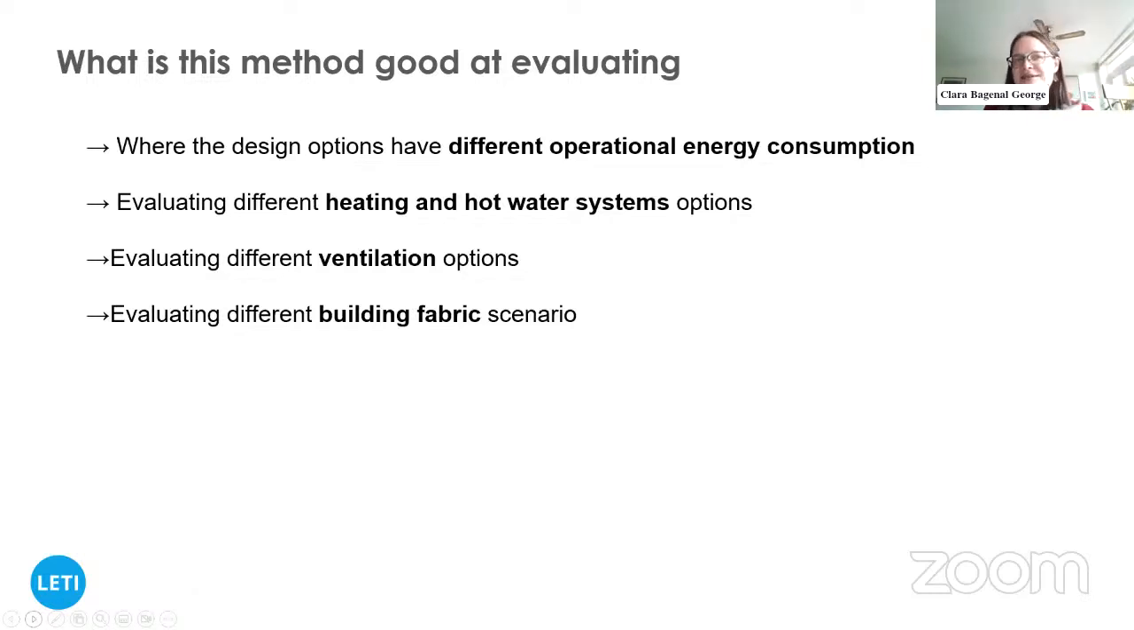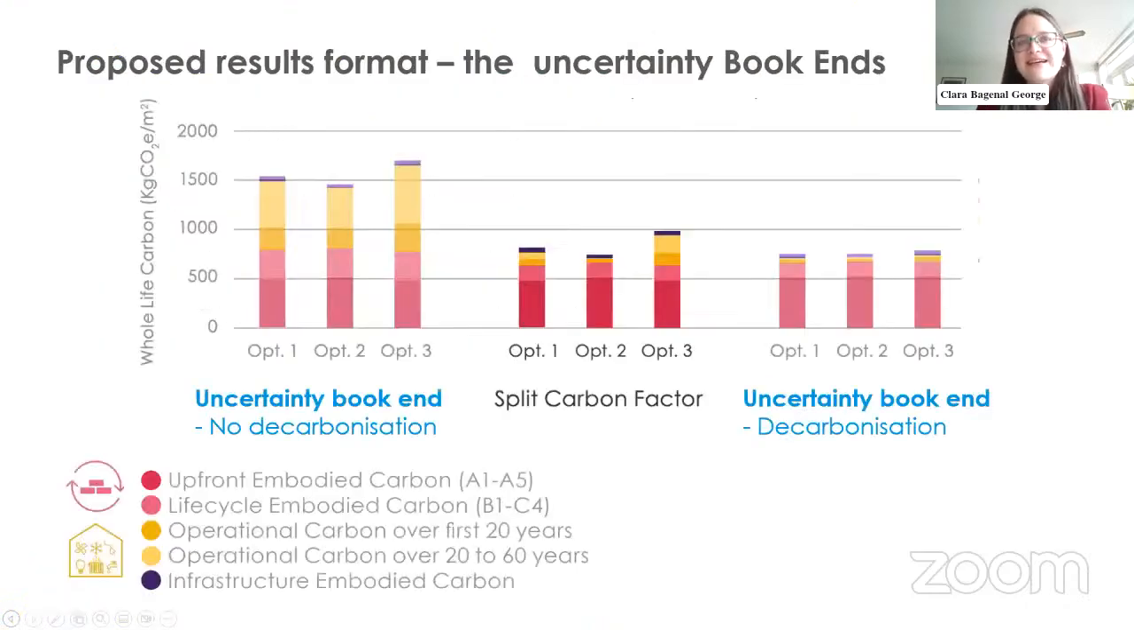So it's really good at evaluating different heating and hot water system options and different ventilation options, and also evaluating different building scenarios. So what I meant to mention here is that LETI are developing an Excel-based tool, which means that you can put in some simple pieces of information like operational energy and your embodied carbon, and you'll automatically get this dashboard output. So all the factors will be automatically applied, which means that hopefully that's useful in the industry.